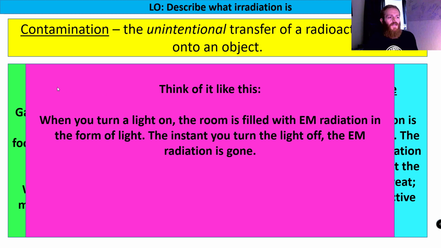So think of it like this. When you turn a light on, that room gets filled with radiation, electromagnetic radiation, in the form of light. So if I turn my light on now, the light comes on, the room is filled with light. If I turn that light off, the light goes off instantly, the radiation is gone. Nothing in this room is giving out light, all right?